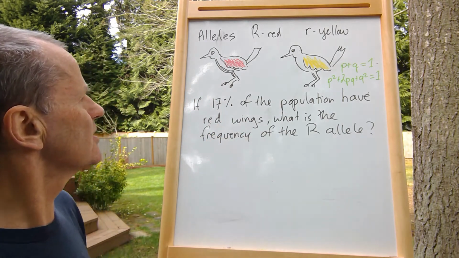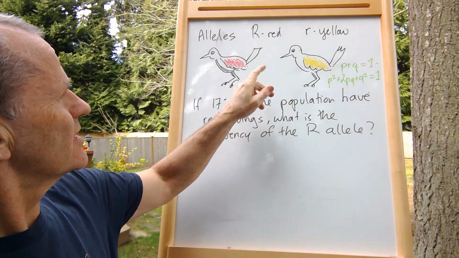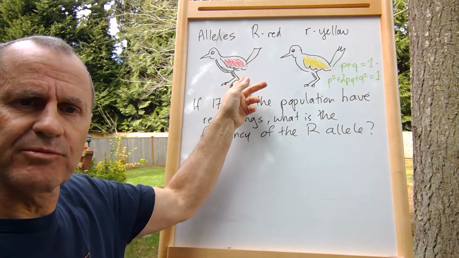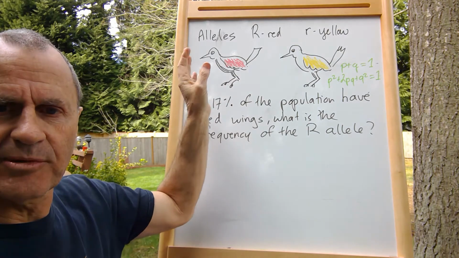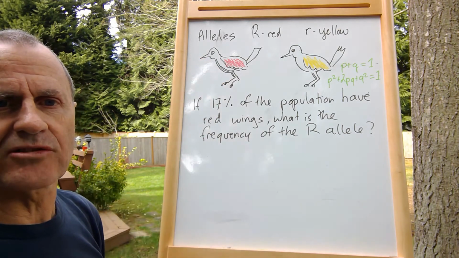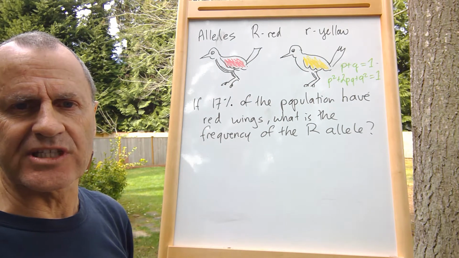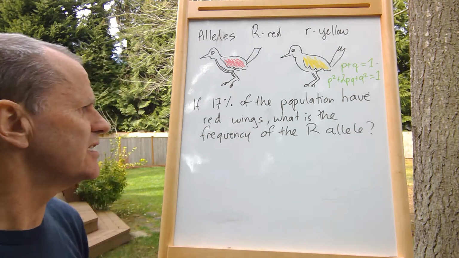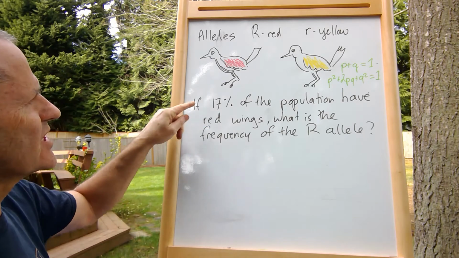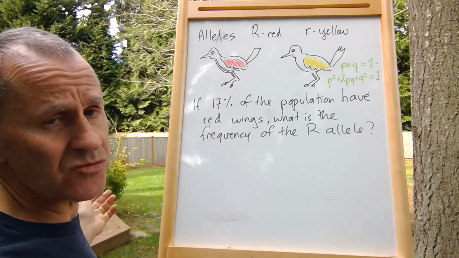But now let's start. One thing we know is that there are two possible genotypes for this phenotype. It could be homozygous dominant or it could be heterozygous. But this one, we know, is homozygous recessive. So that's always the one we have to identify. But we don't have it. We've got 17% of the population has red wings.